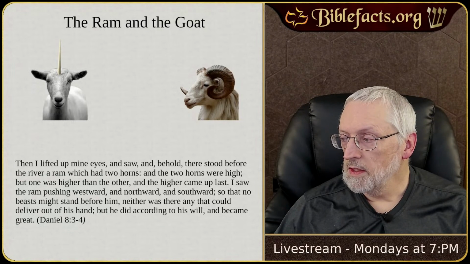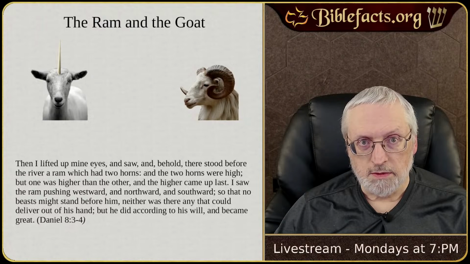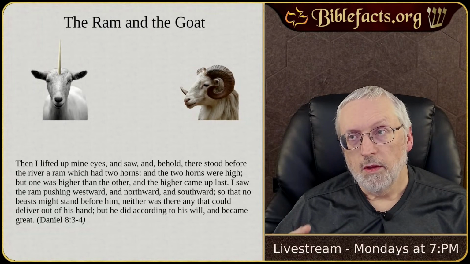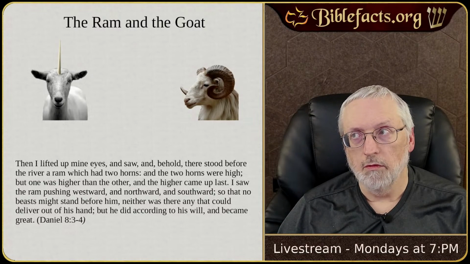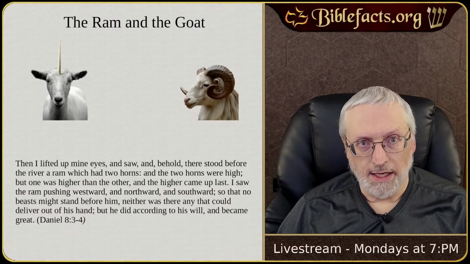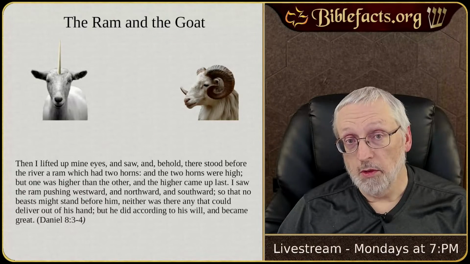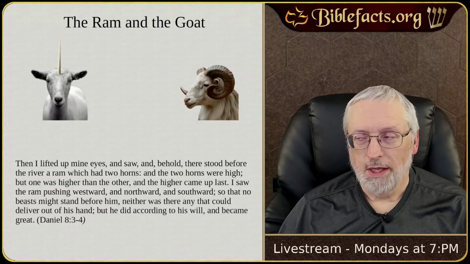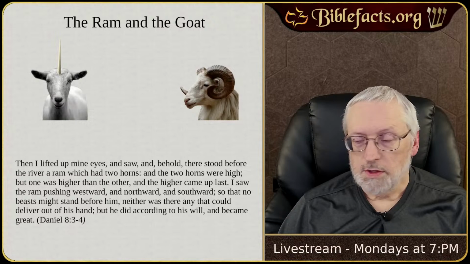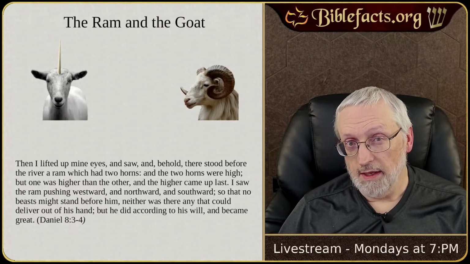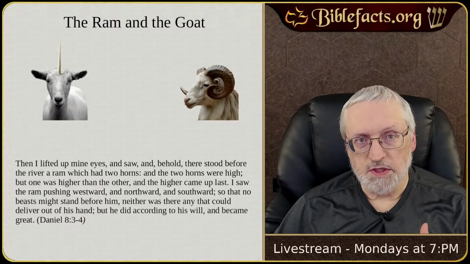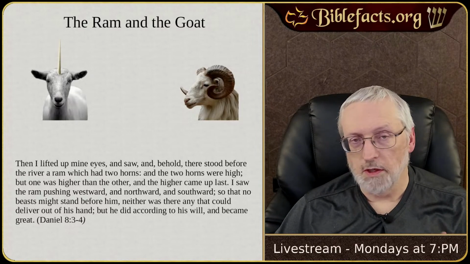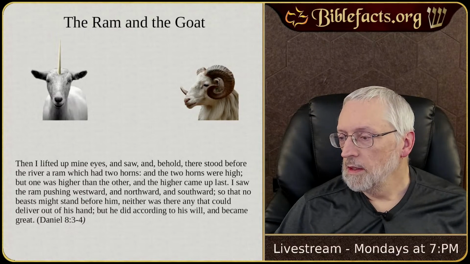But he did according to his will, and he became great. Remember, in the bear had 3 ribs in its mouth. And we said that was a coalition of three kingdoms that went together to try to destroy the Medo-Persian Empire, 3 against 2, but it wasn't strong enough. So no one could deliver out of his hand, even a coalition like that. So this ram is powerful, the most powerful beast on the planet at the moment, is what he's seeing.